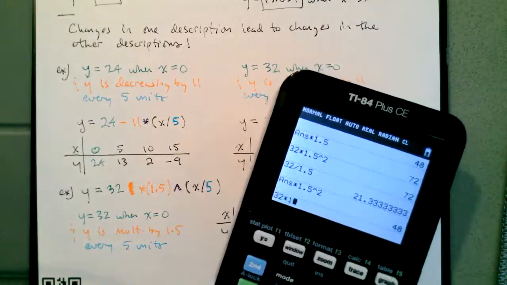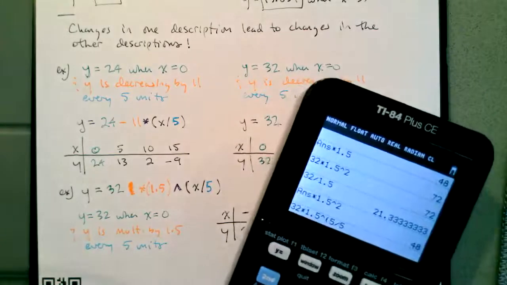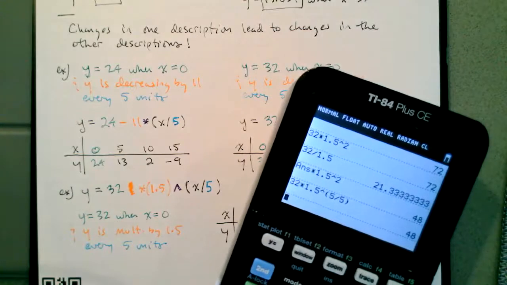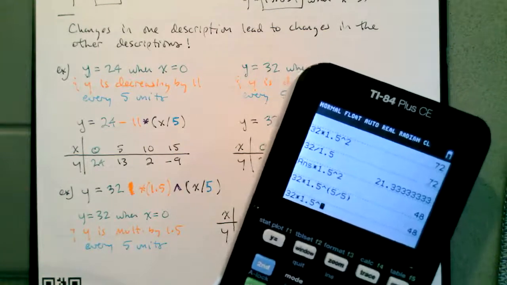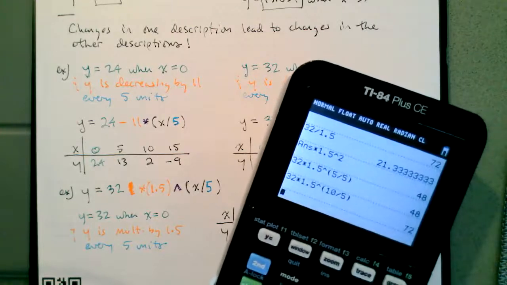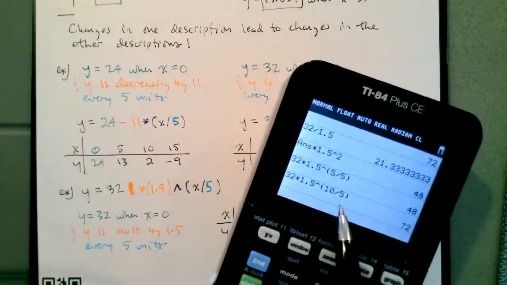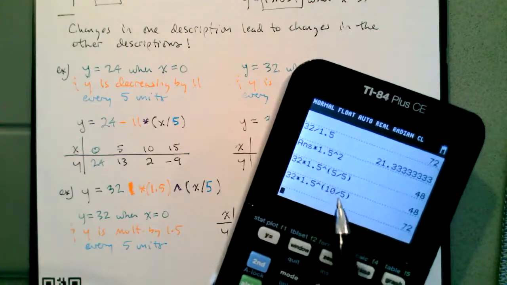32 times 1.5 to the 5 over 5 is 48. 5 over 5 is going to be 1, and that means we're multiplying 32 by 1.5 one time. 32 times 1.5 to the 10 over 5 is 72, because 10 divided by 5 is 2. 10 divided by 5 is 2, and we're taking 32 and multiplying by 1.5 2 times.